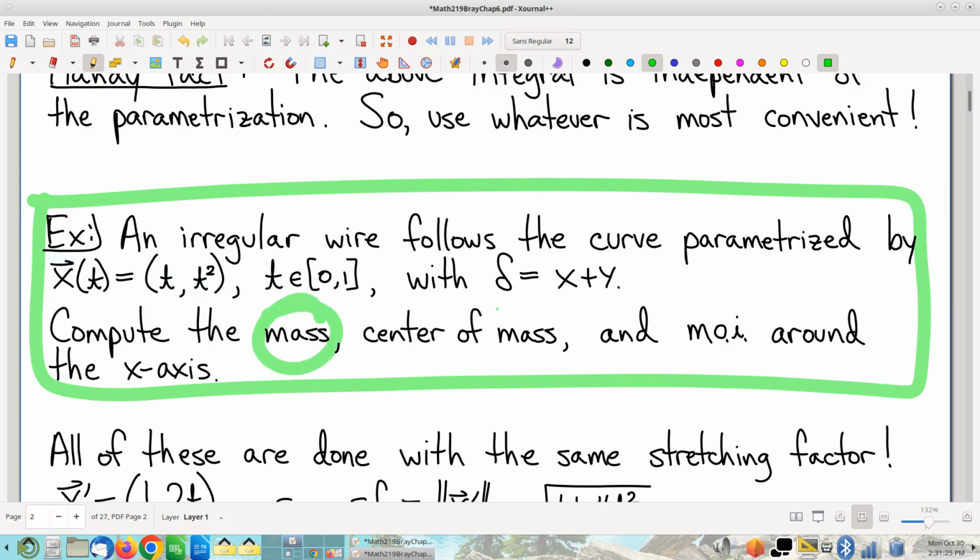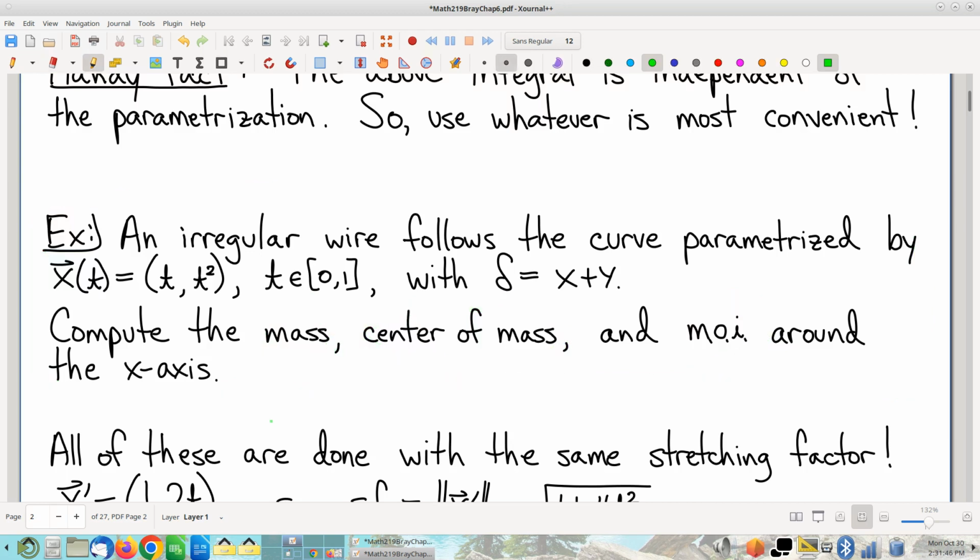We're going to compute the location of the center of mass of the wire. We're going to compute the moment of inertia around the x-axis. Various different things we're going to compute. And for reasons that you'll see in a second, I'm going to do all these computations at the same time. It turns out that they're all extremely closely related integrals.